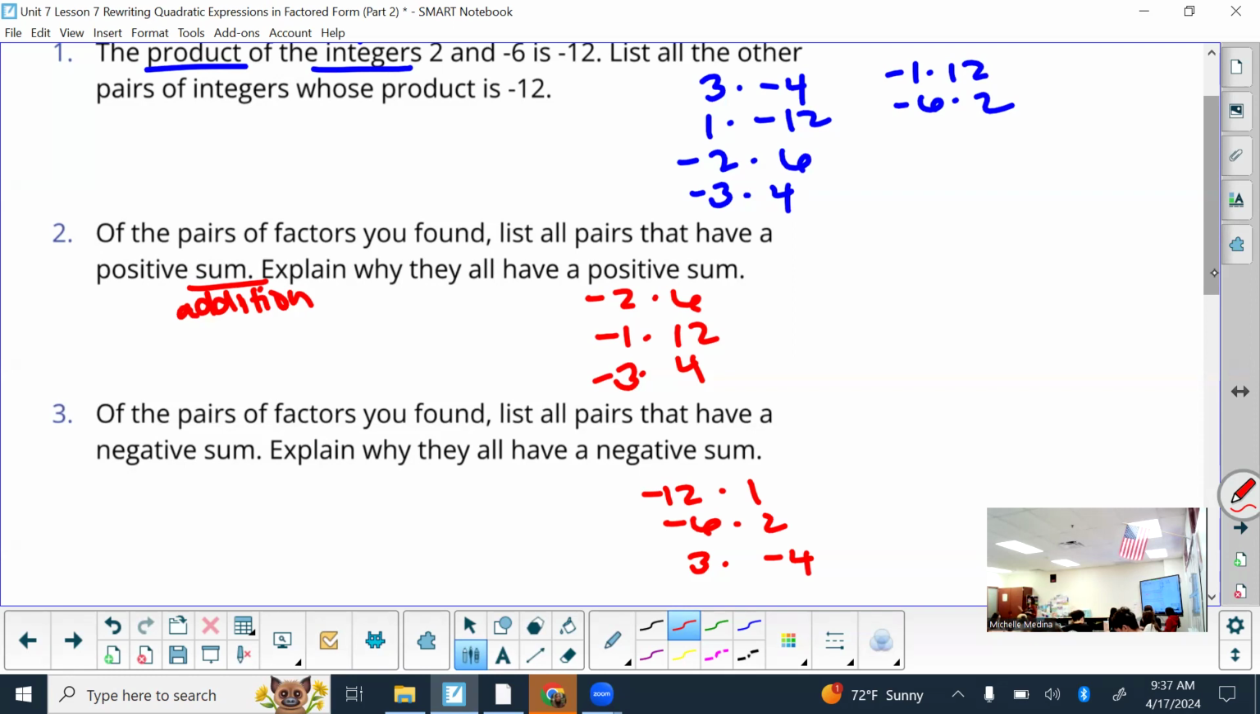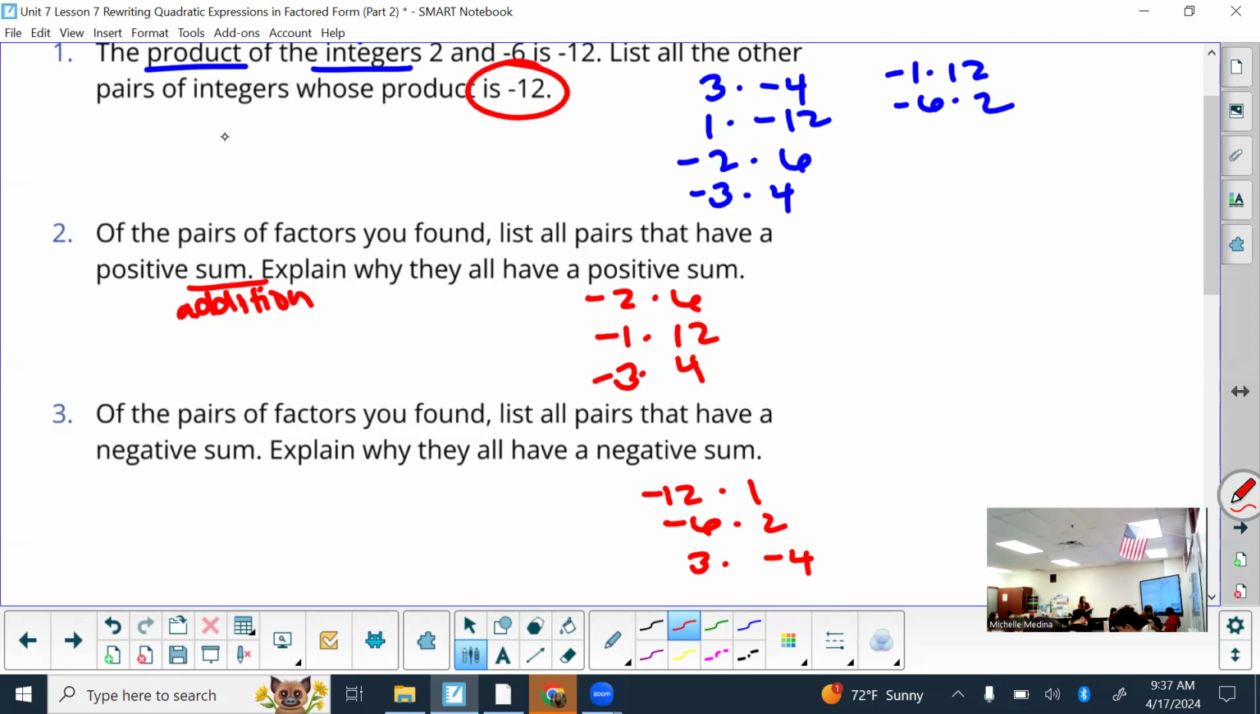So this warm-up is intended to review your integer rules, because the goal is still to rewrite quadratics in factored form, but you need a good understanding of what happens when you multiply to positive, what happens when you multiply to negative, what happens when you multiply opposite signs. All right, in this one, since our answer for the multiplication problem was negative, we needed to have one of the numbers be negative. Okay, so refresh that in your memory.